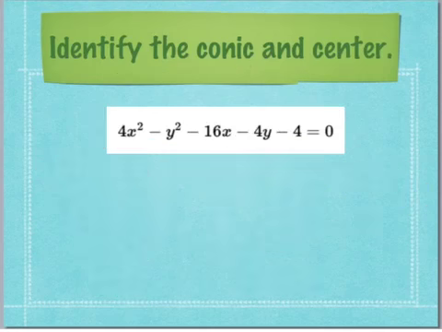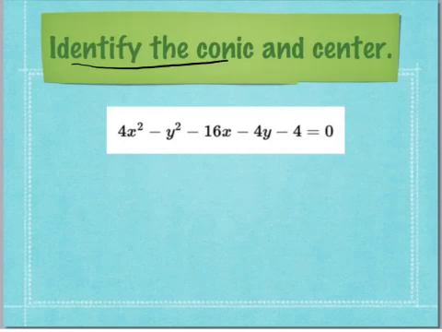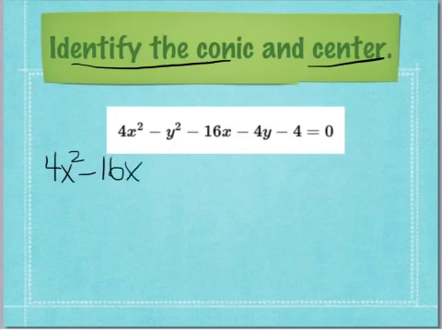So here we want to rearrange the x's together and then put the y's together so that we can identify the conic and the center. So let's rearrange. So we get 4x squared, and then we move that 16x so it's near the 4x squared. And then we've got that -y squared minus 4y, and then move the -4 to the other side.